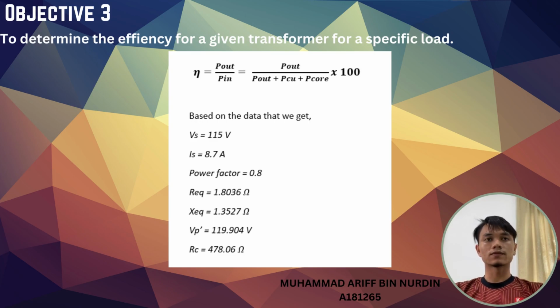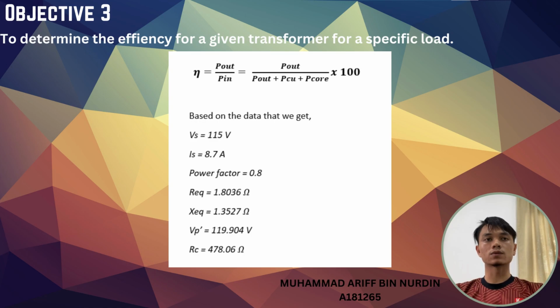The third objective is to determine the efficiency of a given transformer for a specific load. The formula of efficiency is P out over P in, which is P out over P out plus P core plus P copper times 100%. Based on the data that we get, the rated voltage is 115 volt, the rated current is 8.7 ampere and the power factor is 0.8.